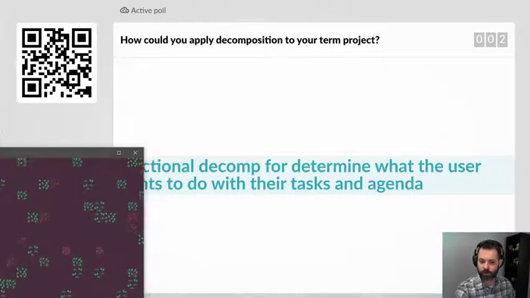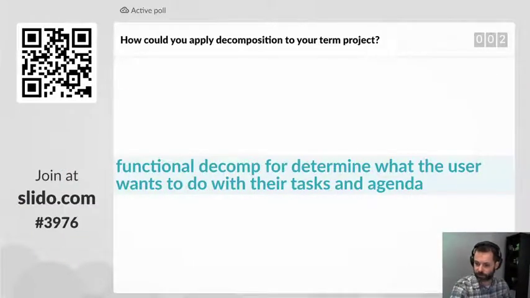Hey, got another example. Functional decomposition to determine what the user wants to do with their tasks and agenda. Yeah. Yep, I could see that. So if you have a more procedural view of things, what are the steps that they would do? Or if it's object-oriented, what are the functions associated with them and what are they doing again? Yep, definitely.